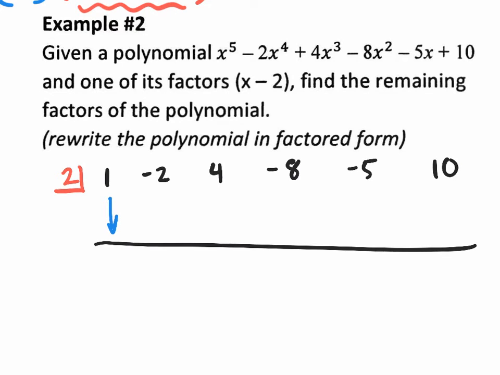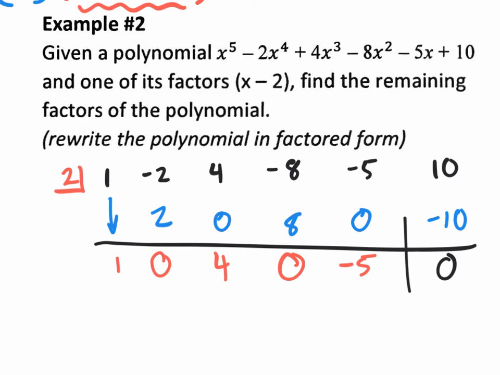1 plus nothing is 1. 2 times 1 is 2. What do I get when I combine? 0. That's weird. Okay, that's fine. And then I go 2 times 0? 0. Okay, and then combine 4 and 0. 4. And then multiply 2 and 4. 8. And combine negative 8 and 8. 0 again. Weirder. Multiply 2 times 0? 0. Combine negative 5 and 0? Negative 5. And multiply 2 times negative 5? Negative 10. And what's my remainder? 0. Now that doesn't surprise me.